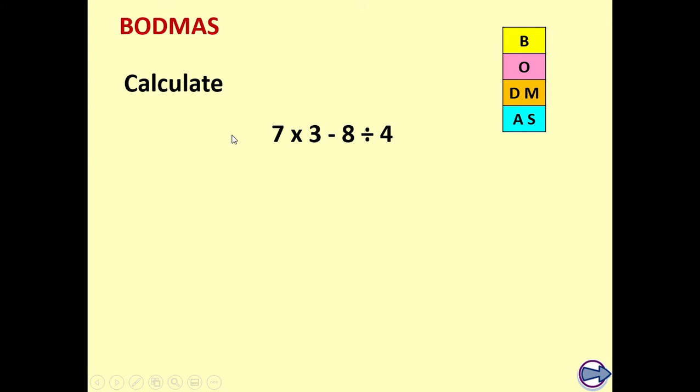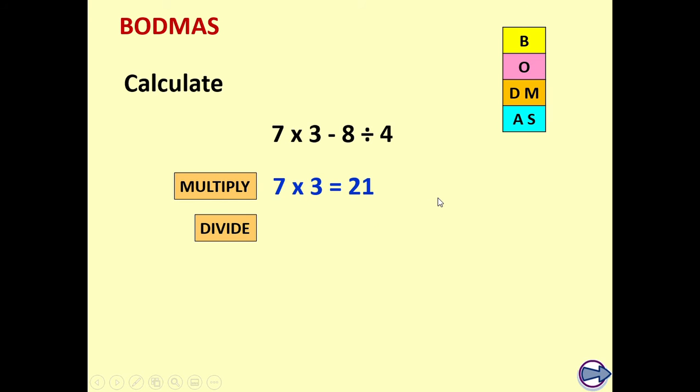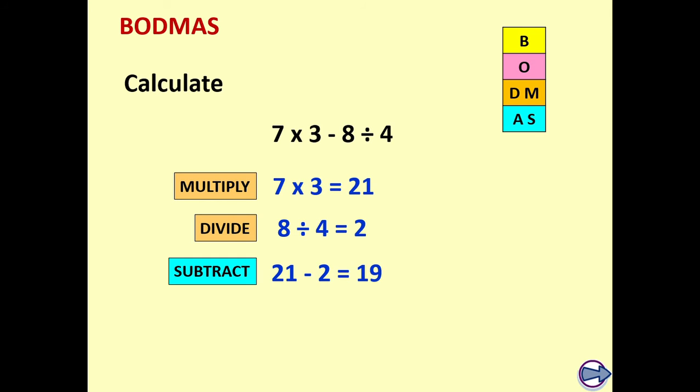Okay, so the first thing we're going to do, and then we'll do a subtraction at the end because S is at the end, is multiply first. We're doing 7 times 3 because multiply and divide are on the same level. So we'll do 7 times 3, which gives me an answer of 21. I am then going to divide. The thing that's asked me to divide is 8 divided by 4. So 8 divided by 4 is 2. And then we're going to subtract our answers. 21 subtract 2 gives me an answer of 19.